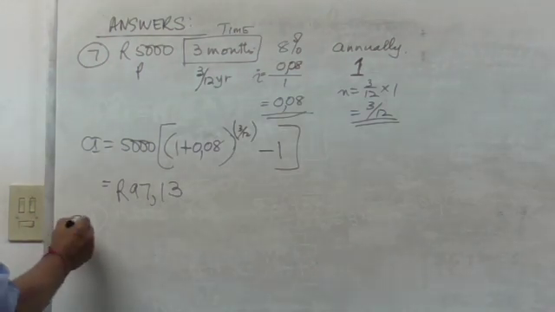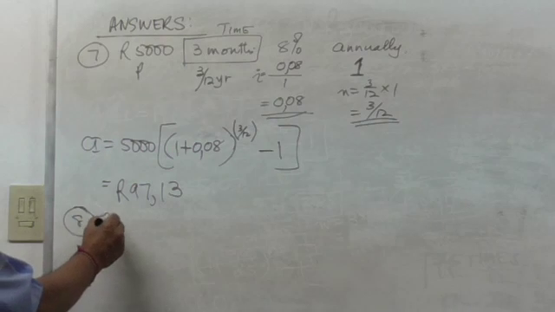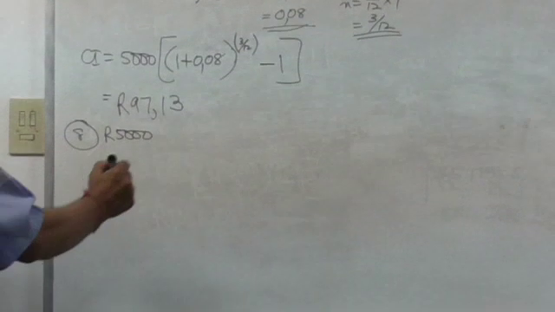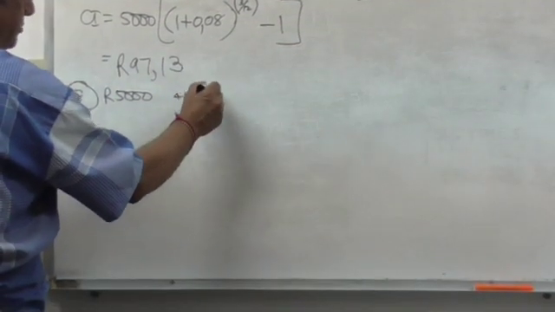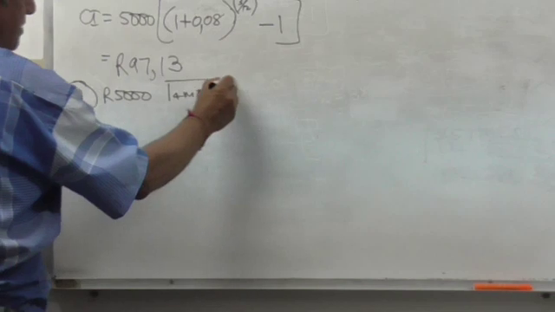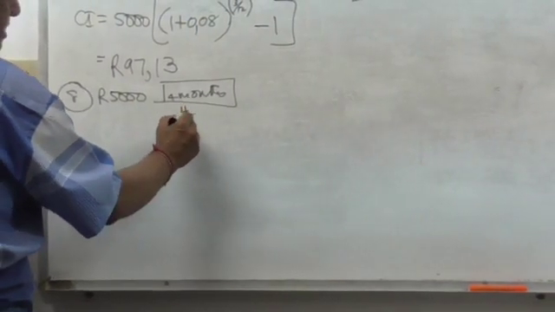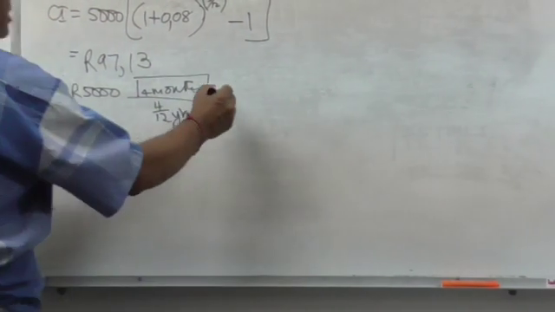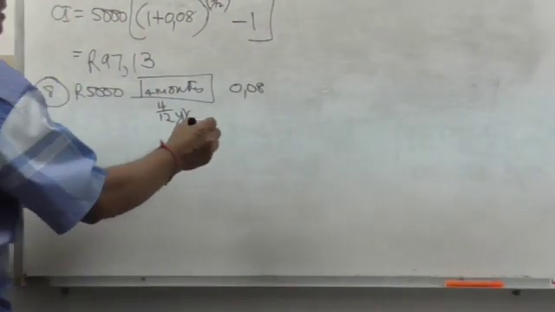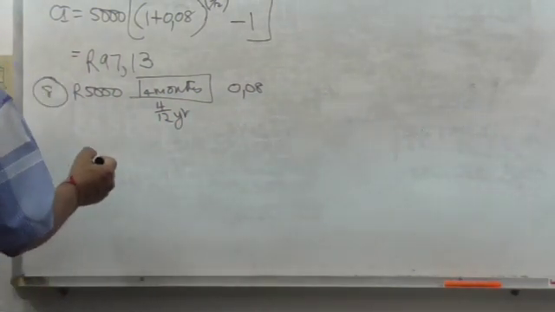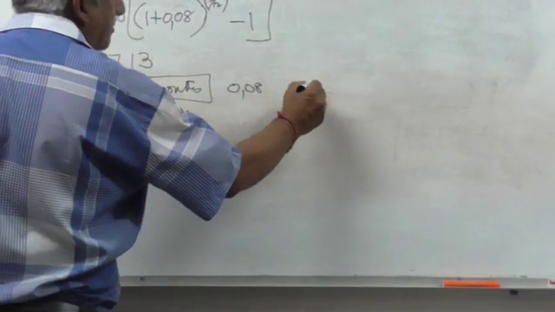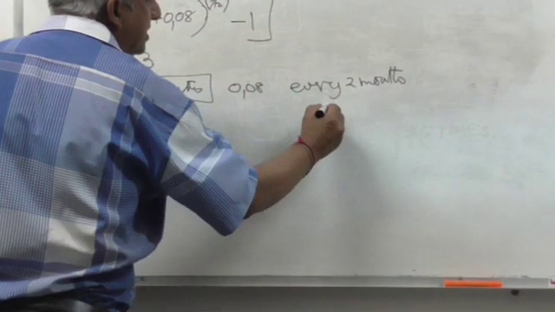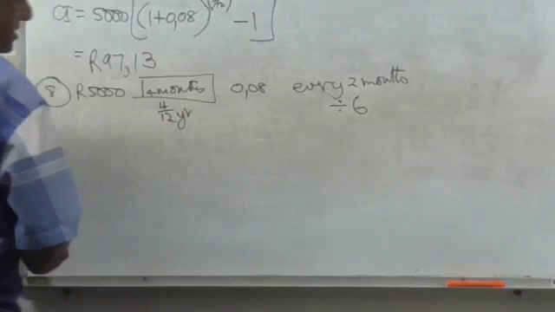Similarly, number 8, the amount is still 5,000 and the time is 4 months. So the time is 4 months. The time has to be changed. It will become 4 over 12 years. The interest rate is still the same, 0,08. And this time it's not annually, now it's every 2 months. That means I must divide by 6.